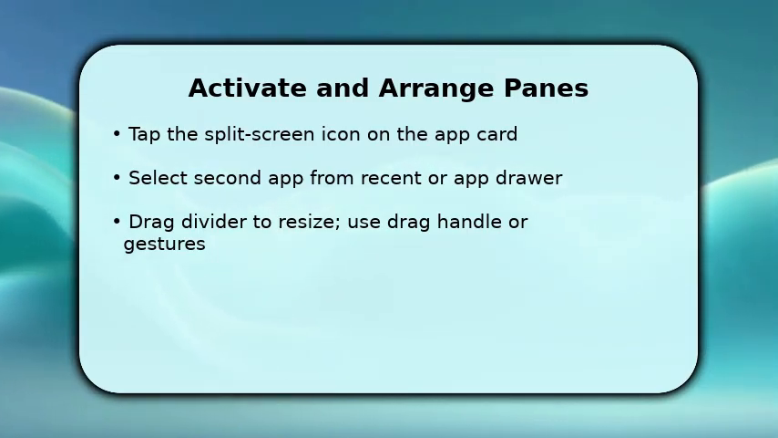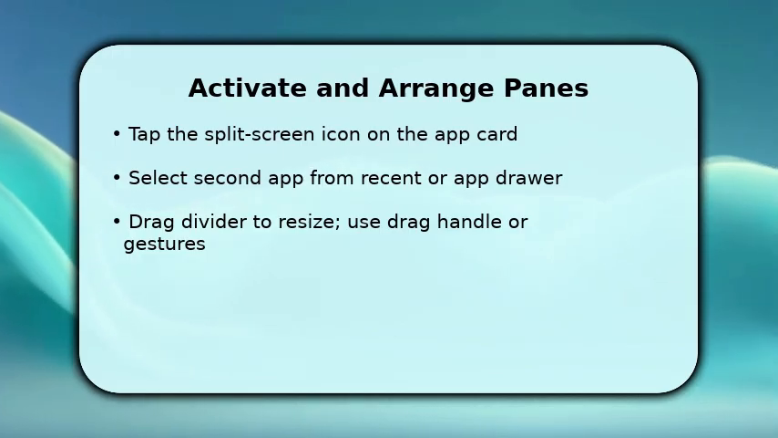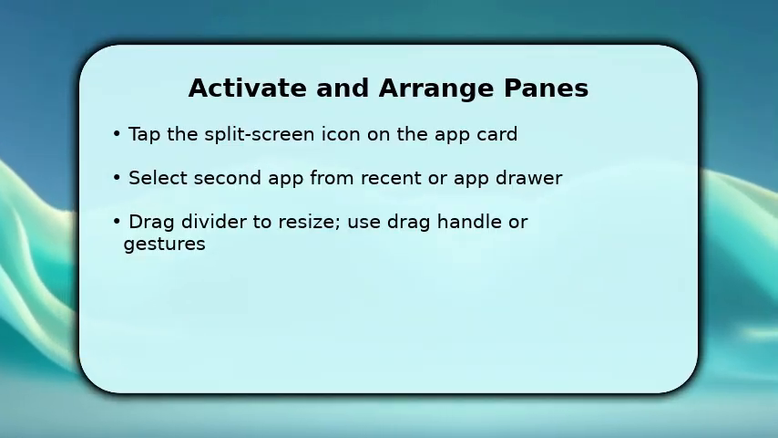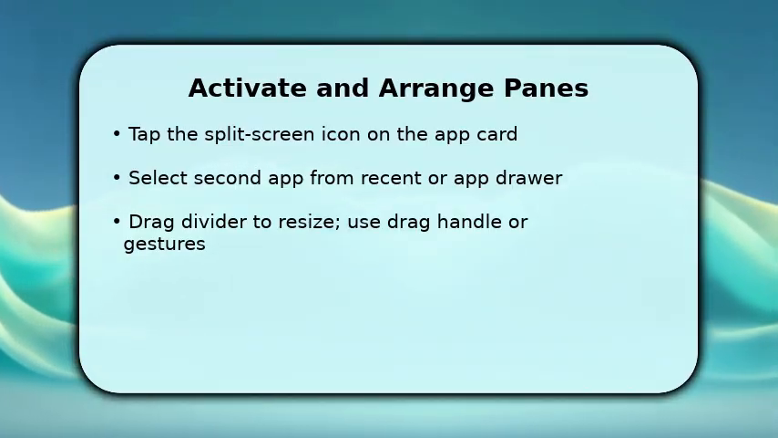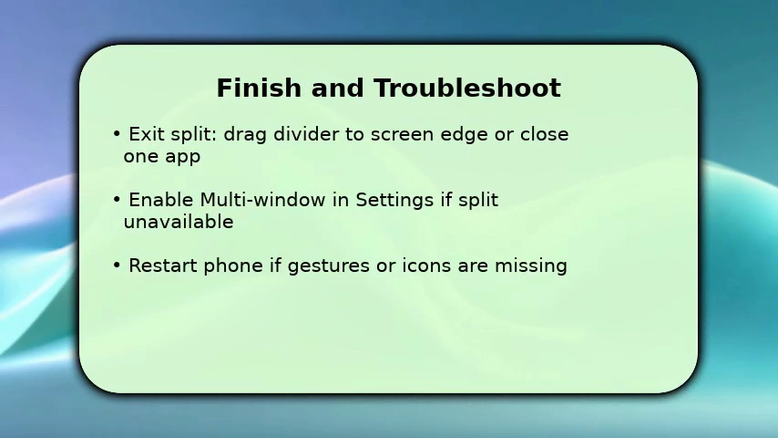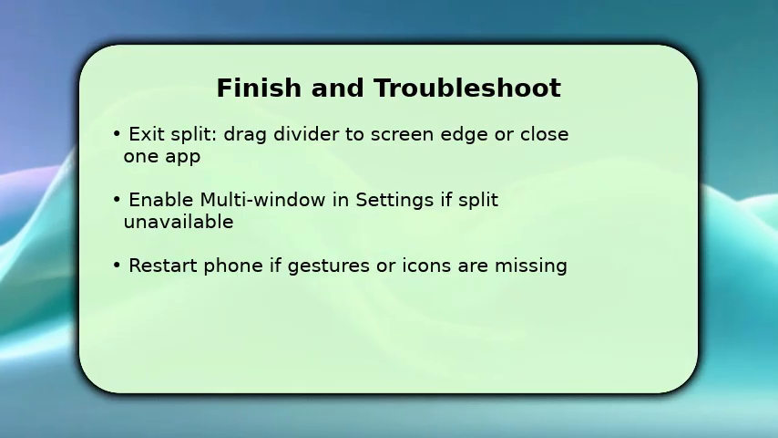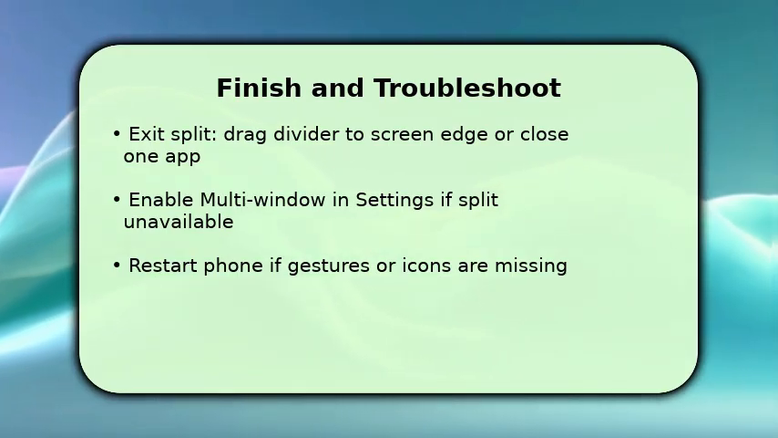Once both apps are present, adjust the divider by dragging the handle. This lets you allocate more space to the app you use most. Also, some Oppo models let you swap apps or pop one into a floating window if needed. To finish, close the split by dragging the divider fully to one edge or by closing an app. The remaining app returns to full screen.